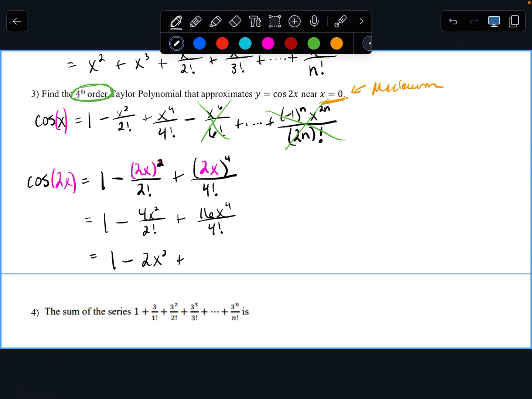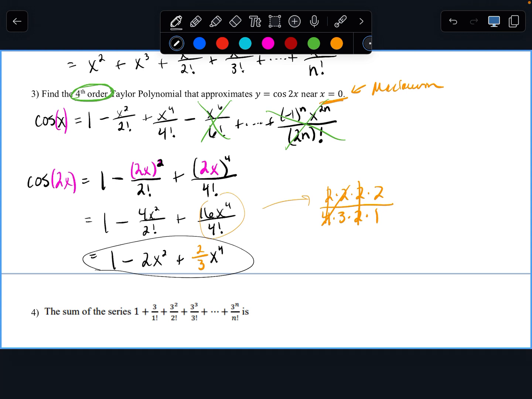The way I simplify out the 16 is, 16 is 4 2's, because I literally just did that. And then this is all over 4 times 3 times 2 times 1. And then what I do is, okay, a 4 is going to knock out 2 2's, and then we got a 2 dividing out, so it ends up being 2/3. That's how I figure that out. 2/3 x to the 4th, and that'd be the answer. So just don't forget to simplify it. I wanted to do one like that.